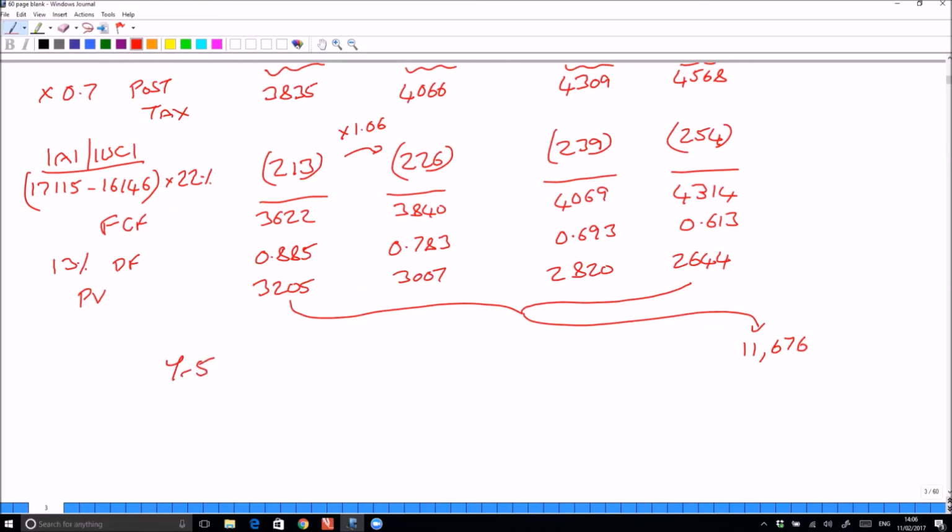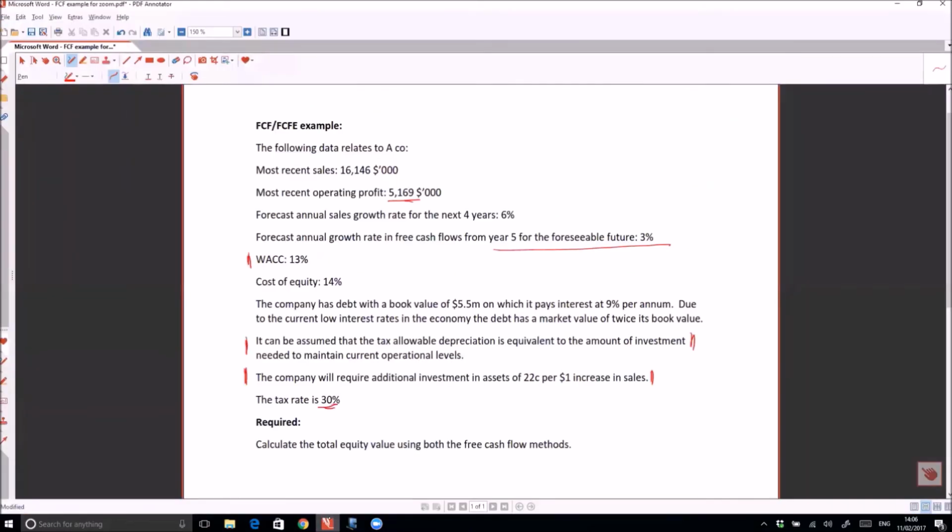What do we now need to think about? Well, it's year 5 into perpetuity. And this is a delayed perpetuity with growth. And remember, what did I say in the question? What's going to happen to the growth of the free cash flows after year 4? And I think I said what? Yes. The forecast annual growth rate in free cash flows from year 5 for the foreseeable future is the 3%. And so that's what we need to use.